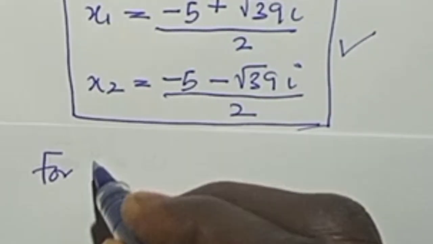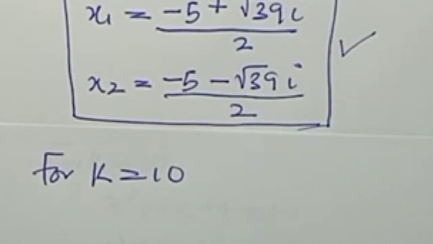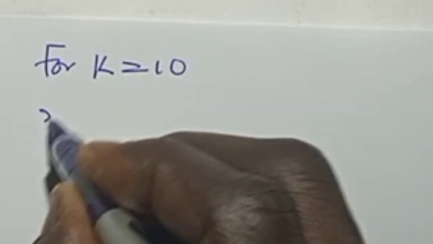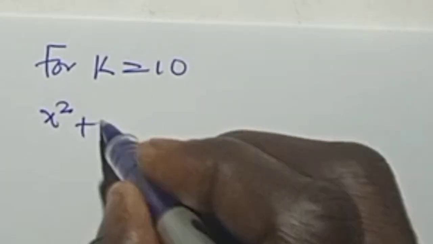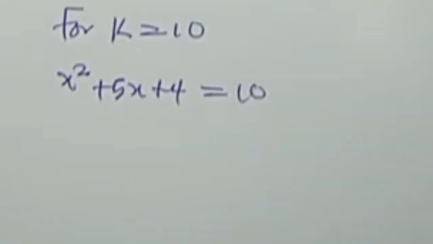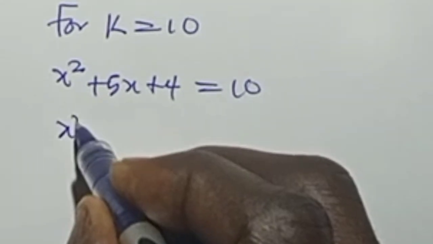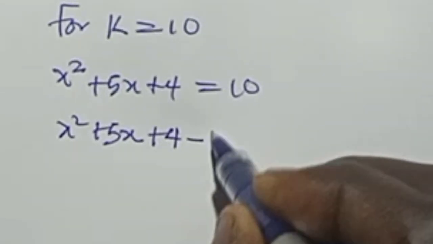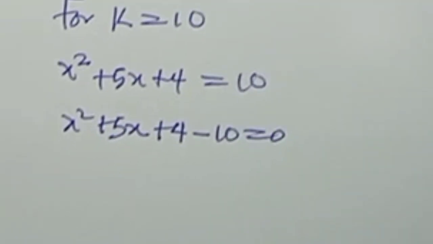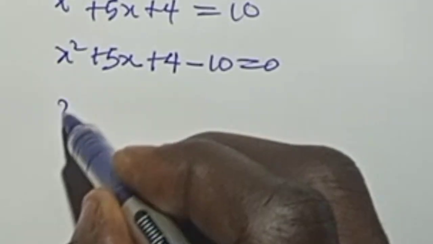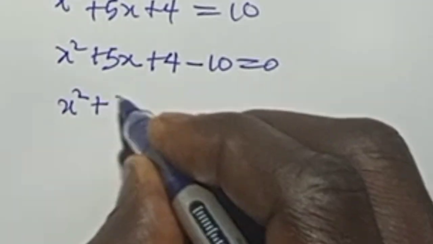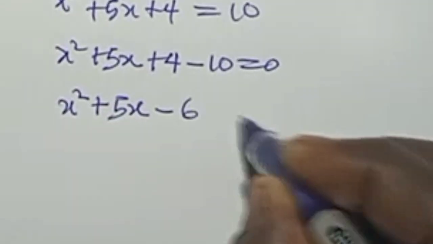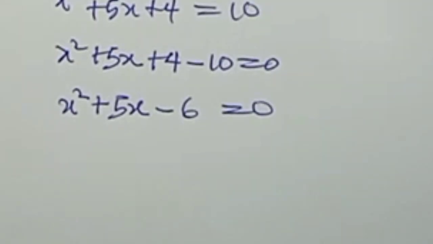So for k equals 10, s squared plus 5s plus 4 will be equal to 10. So that s squared plus 5s plus 4 minus 10 is equal to 0. So if we solve this one, we have s squared plus 5s minus 6 is equal to 0.